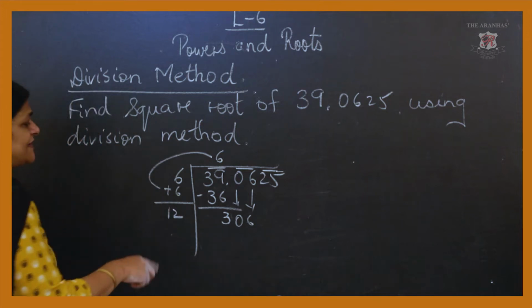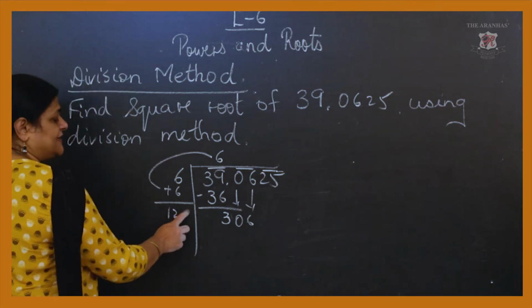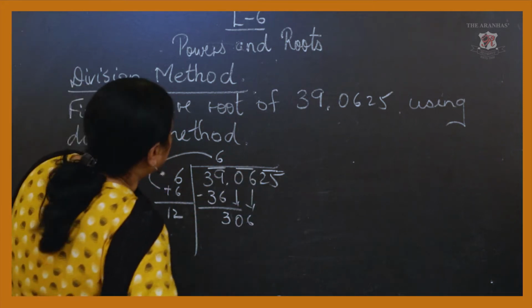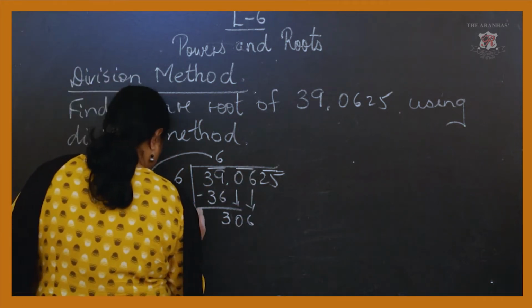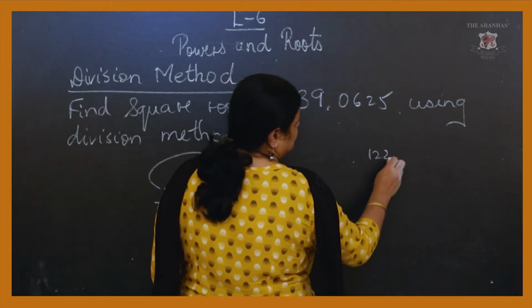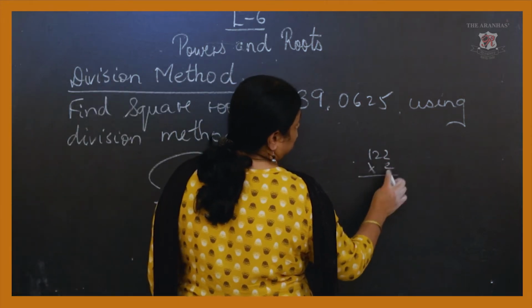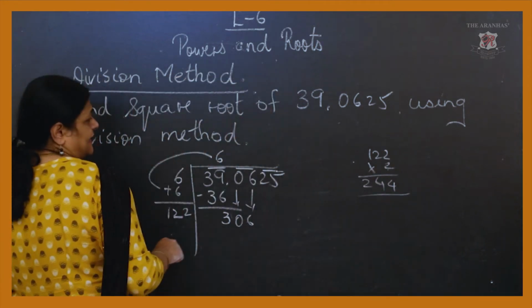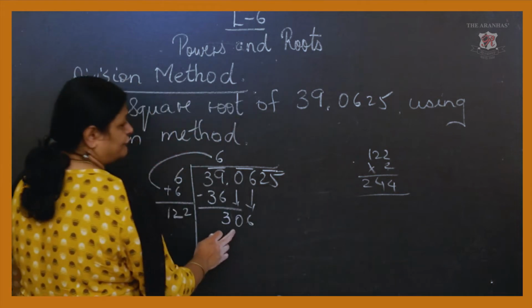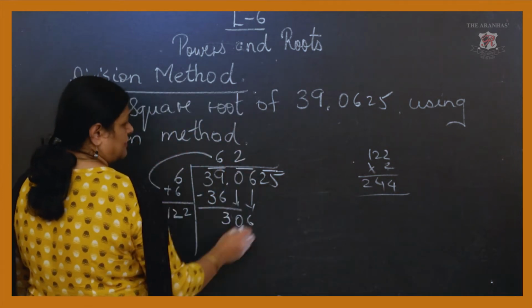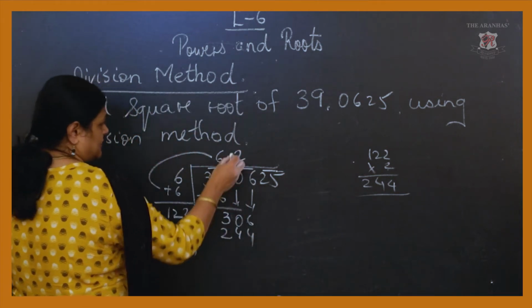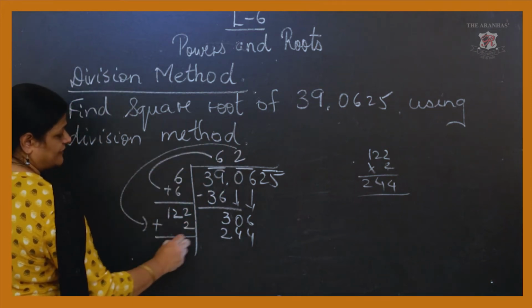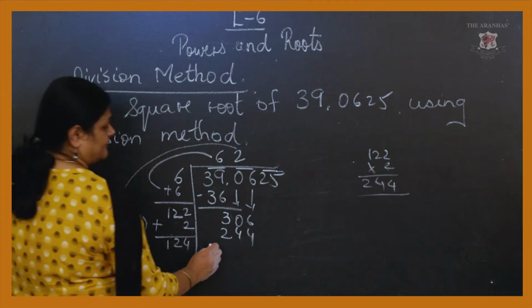So 12 into that number multiplied by that number you should get over here. That will be what? Suppose 2. So 122 into 2 will give you 2 2s are 4, 2 2s are 4, 2 1s are 2, so 244. This 2 again you are going to carry it over here plus 2 will give you 124.